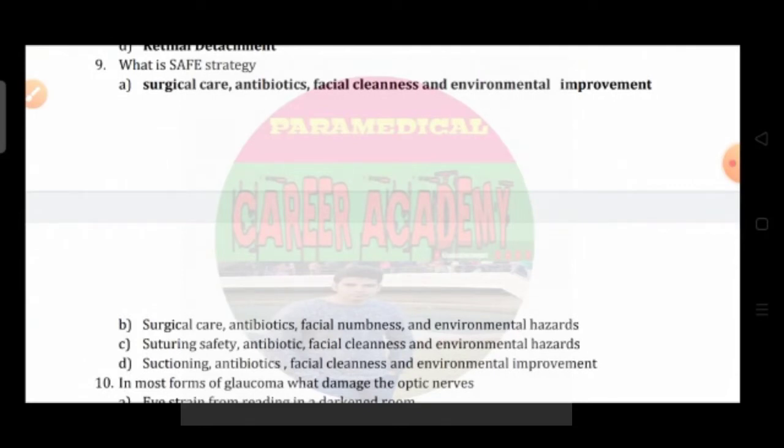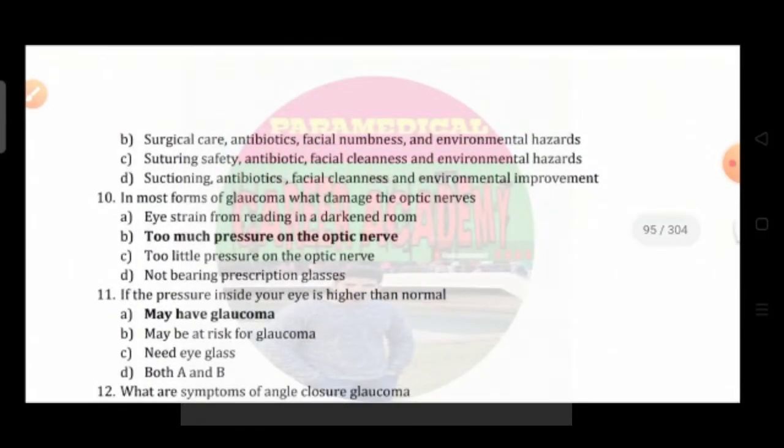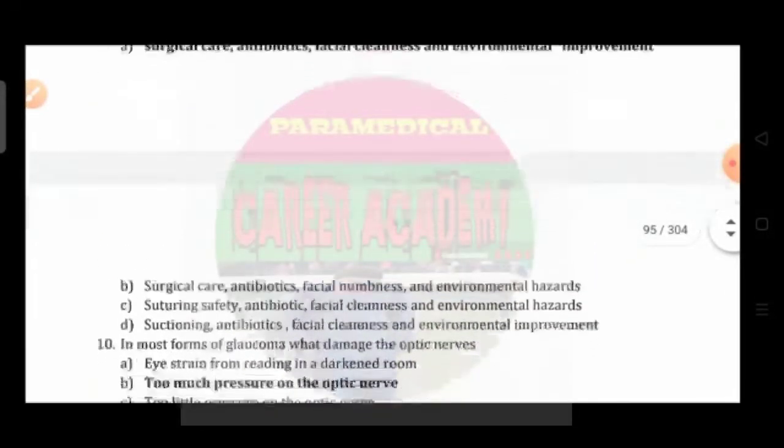Question number 9: What is the SAFE strategy? Option A is surgical care, antibiotics, facial cleanliness and environmental improvement. Option B is surgical care, antibiotics, facial numbness and environmental hazards. Option C, stirring, safety, antibiotic, facial cleanliness and environmental hazards. Option D is suctioning, antibiotic, facial cleanliness, environmental improvement. So the correct answer is option A.